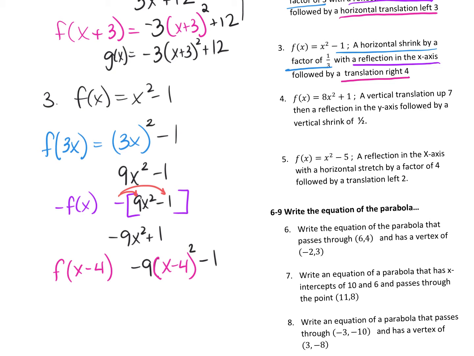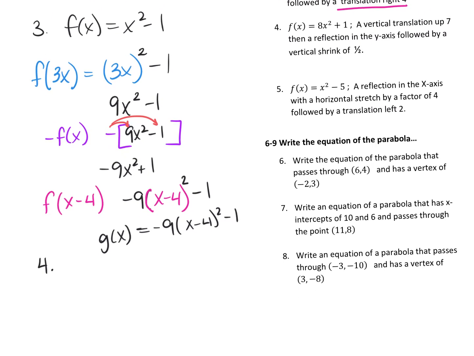We're not just subtracting 4 from some part in the equation. We're replacing the x with x minus 4. So my final answer, g of x, is negative 9 times the quantity of x minus 4 squared minus 1.